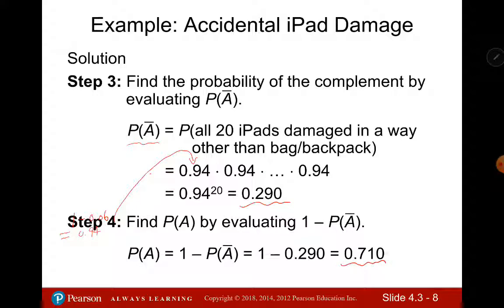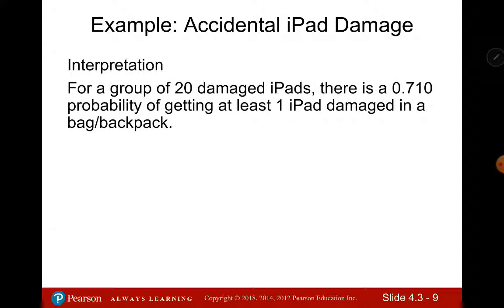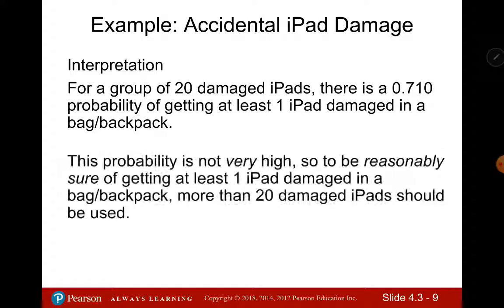71% probability if we pick 20 iPads, at least 1 is damaged in a backpack. So it's 71% sure at least 1 was damaged in a backpack. So we can go back to check the second question. Is that probability high enough to be sure of getting at least 1?